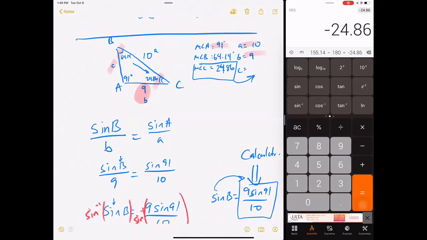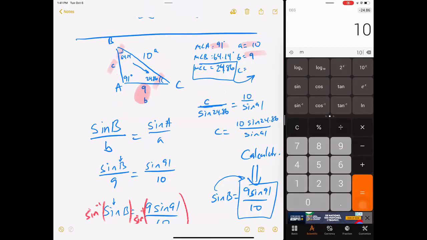I'm going to write it in this little corner here. C over sine C, which is 24.86. Remember how I asked you to write what you don't know on top? That's going to make your life so much easier. No flipping fractions. Just take it as it is, equal to what I know for sure, A, 10 over sine of 91. I've done this 1,000 times already. 10 sine of 24.86 over sine of 91.